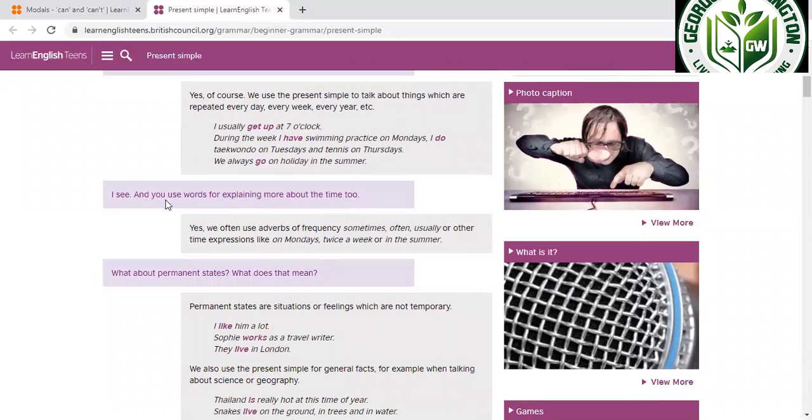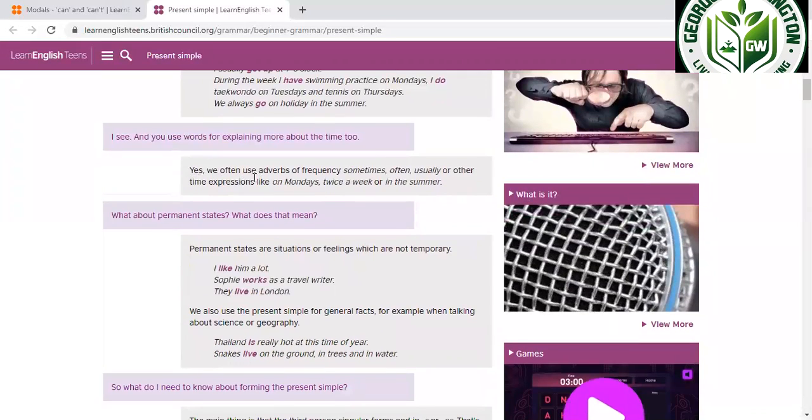I see. And you use words for explaining more about the time too. Okay. So yes, we often use adverbs of frequency, sometimes, often, usually, or other time expressions like on Mondays, twice a week, or in the summer. What about permanent states? What does that mean? Permanent states are situations or feelings which are not temporary. Okay, they are permanent. I like him a lot, so you do always like him. It's not that you will like him today and you don't like him tomorrow. It's a permanent situation.